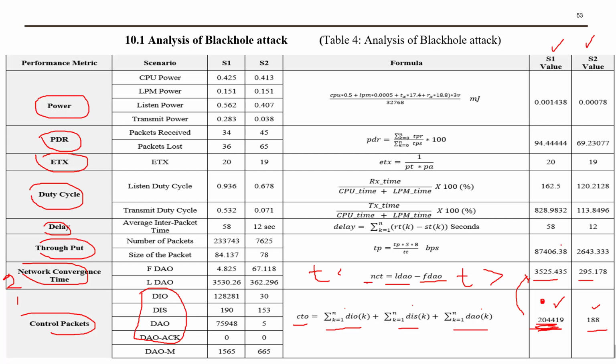So for the first scenario, the network convergence time is 3525 seconds. That means huge. It takes a lot of time. But here it is taking only 295 seconds. This is what we have to understand.